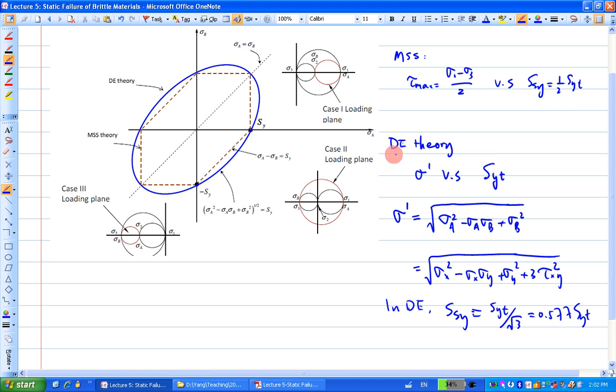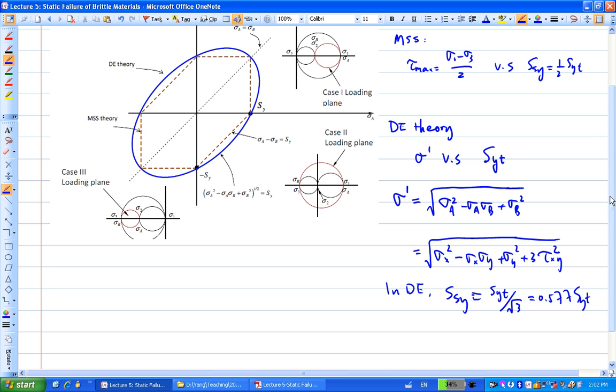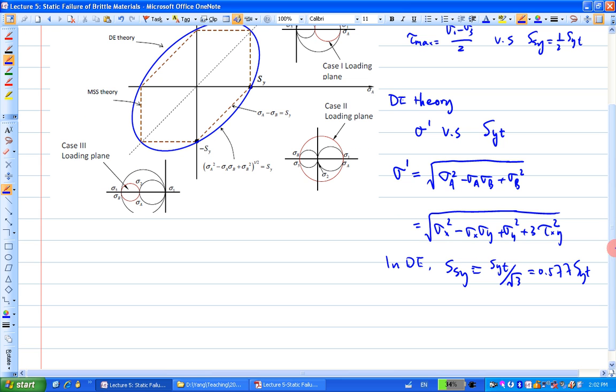When it comes to distortion energy theory, if you recall from the previous lecture, people find the failure mostly happens because of the distortion strain energy. So after certain derivations, we arrive at an equation. What we compare is the von Mises stress, sigma prime, versus the SYT. For von Mises stress, I gave you three different equations in the last lecture. One of them is a general one that is based on the three principal normal stresses. I didn't have it here.